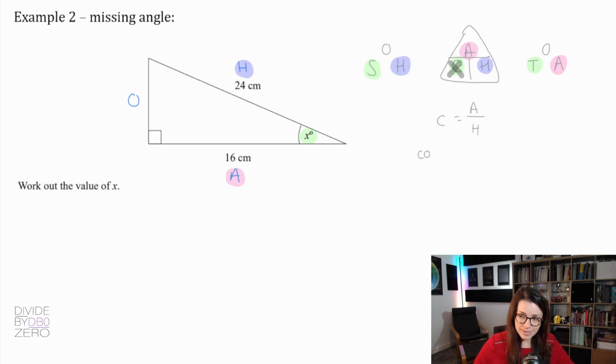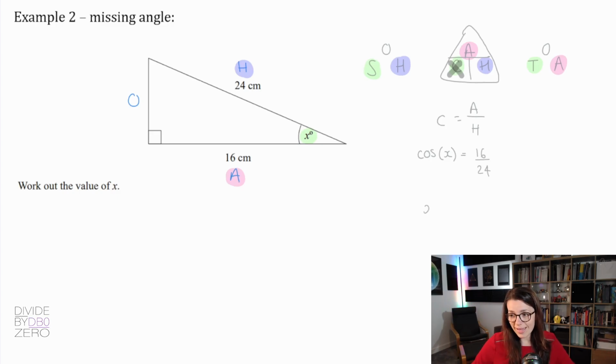Now C once again stands for cos. So I'm going to put cos and then X because the angle always goes inside a sine, cos, or tan. And in this case, our angle is X equals A over H. So in this case, 16 over 24.